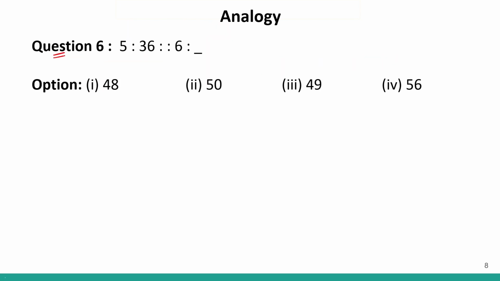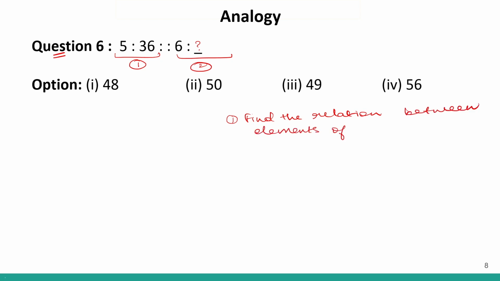Now, moving on to question number 6. Question number 6, we have 5, 36 and 6, and then we have to find the next number. So this is the first pair, correct? This is our first pair and this is our second pair. So what are the steps? First step, find the relationship between the elements of pair 1, correct? This is our first step.